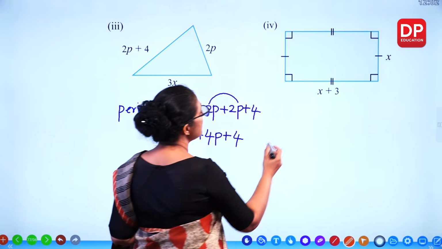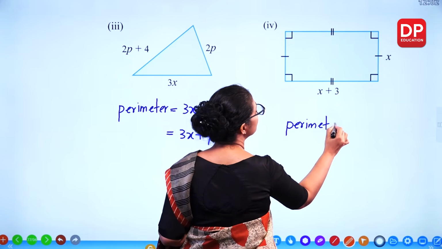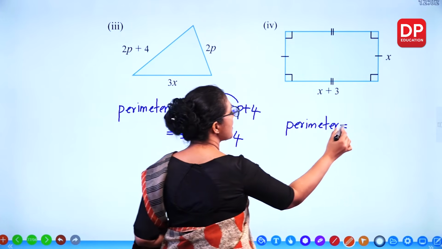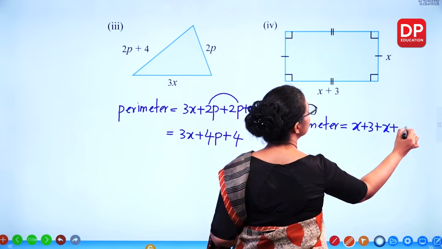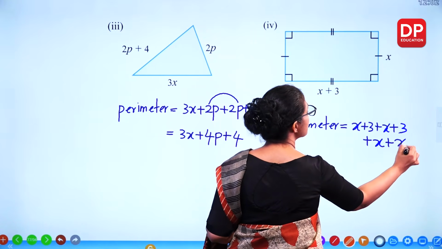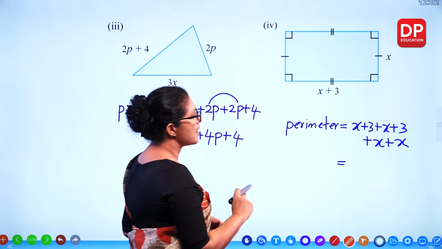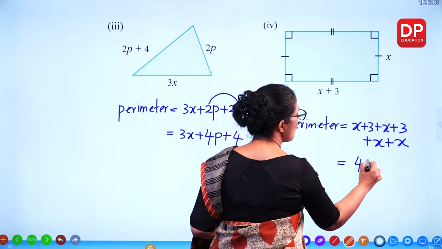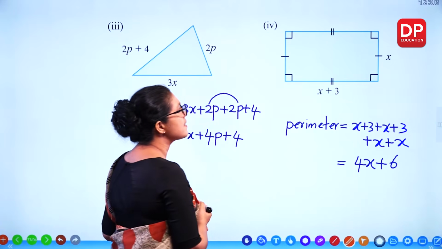This is a rectangle again. What's the perimeter? X plus 3 and another x plus 3. X and another x. So all together, how many x's are there? X, x, x, x. 4 times, 4x. 3 plus 3, you get 6.